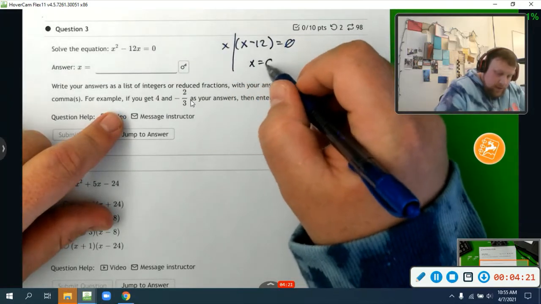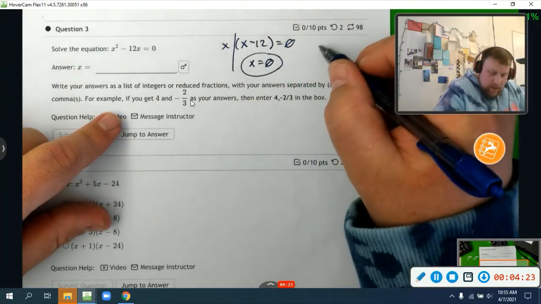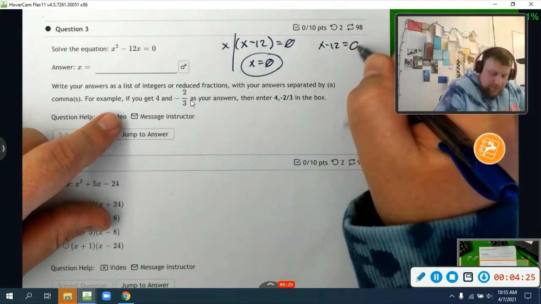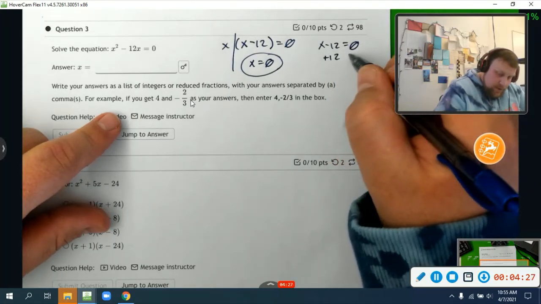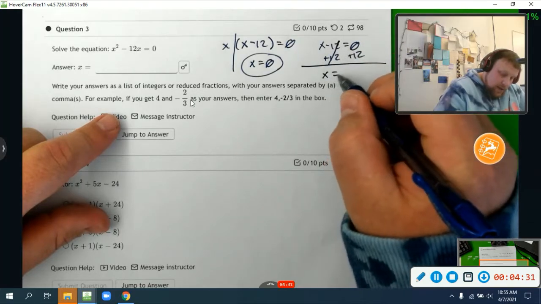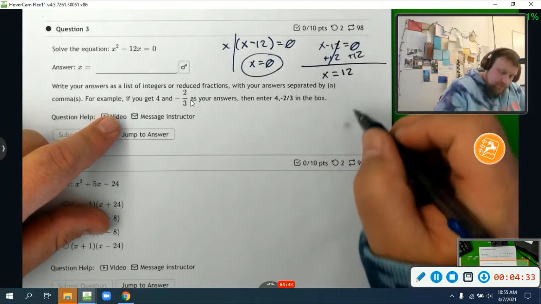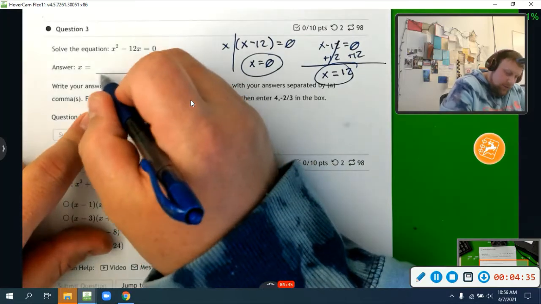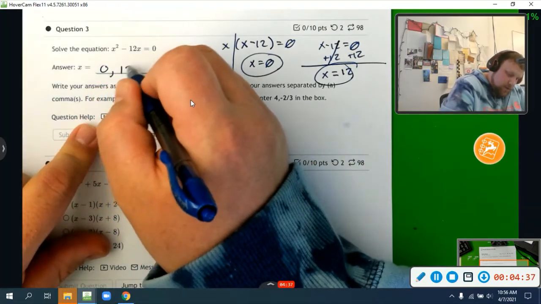Where do I want to write? x equals 0, it's already solved. And then I have x minus 12 equals 0. Right, we're using that zero product property. And I get x equals 12. Boom. So what is my answer again? I'm going to write 0, comma, 12.